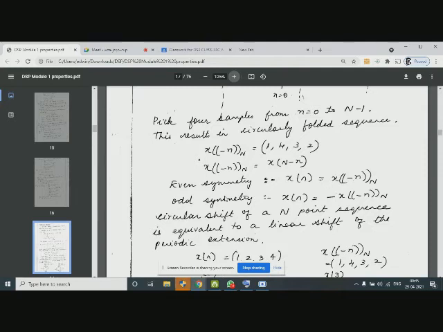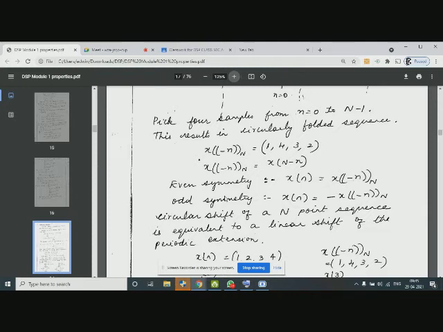So for a real valued sequence, just 1, 2, 3, 4 only you consider, we will see how this is executed or how we'll use this property. So you consider circular shift of any sequence, for example this 1, 2, 3, 4 we'll consider. It is equivalent to linear shift of the periodic extension. This I have shown you in the earlier classes also.